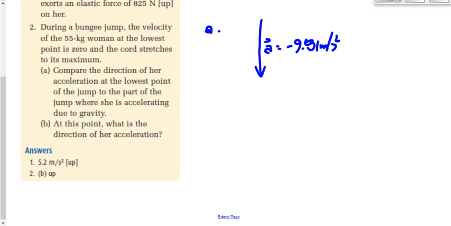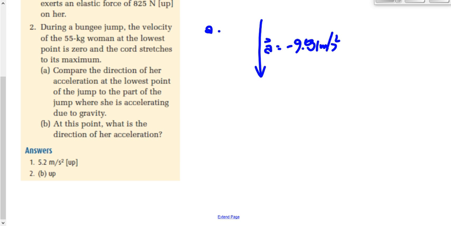When she's at the lowest part of the jump, she stops. Which way is her acceleration? Is it 0? No. Her velocity is 0. Remember that acceleration is not related to velocity. Acceleration is related to the change in velocity. Even when she stopped, her velocity is changing because half a second later she's going to be moving upwards, right?